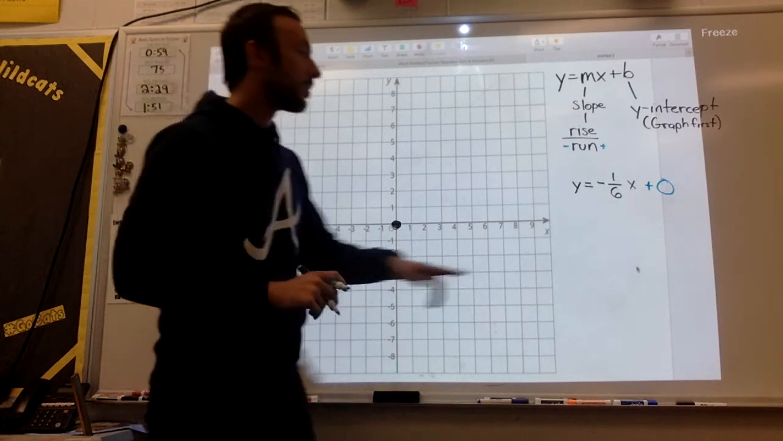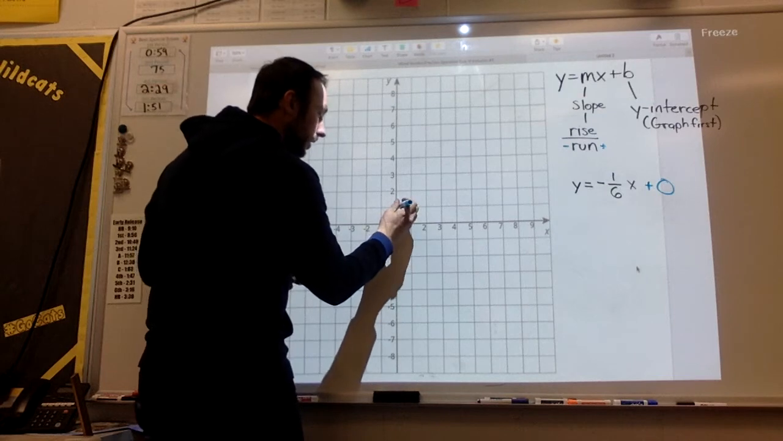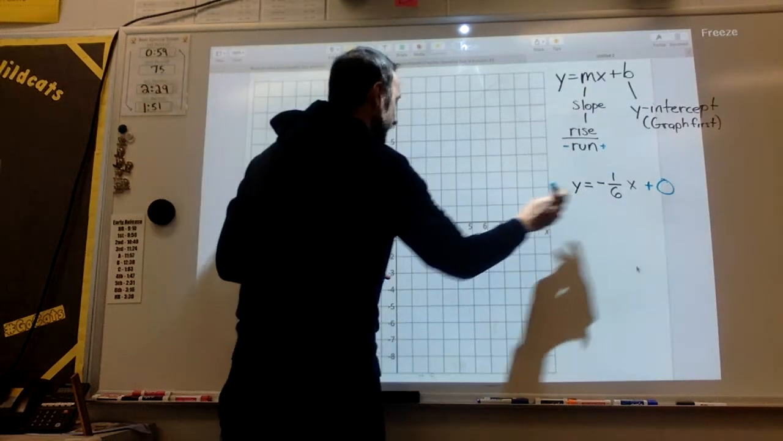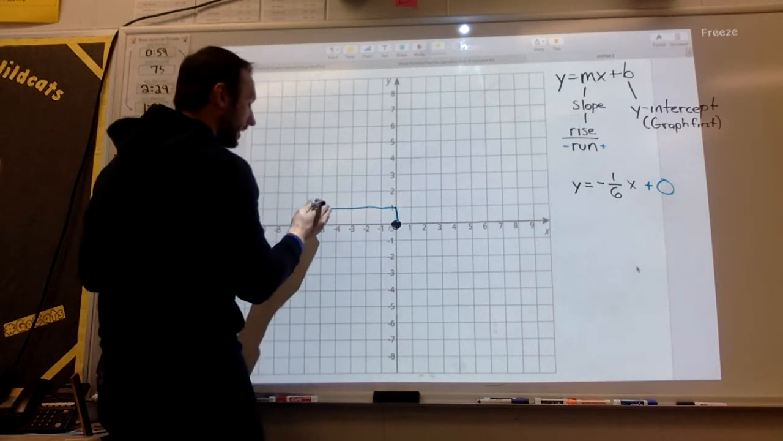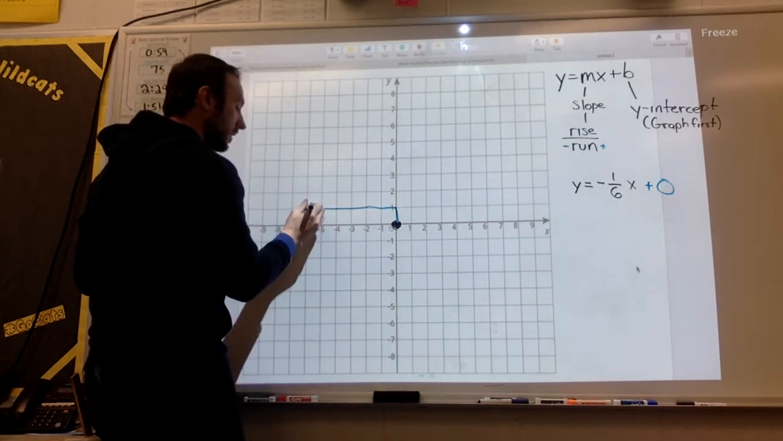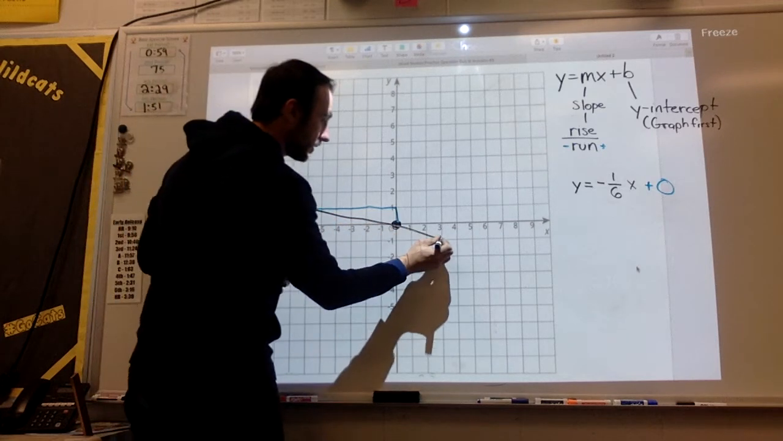And now I apply my slope. I'm going to go up 1, and over 6 to the left because it's negative. 1, 2, 3, 4, 5, 6. That's where my second dot goes. I connect those lines right there like so.